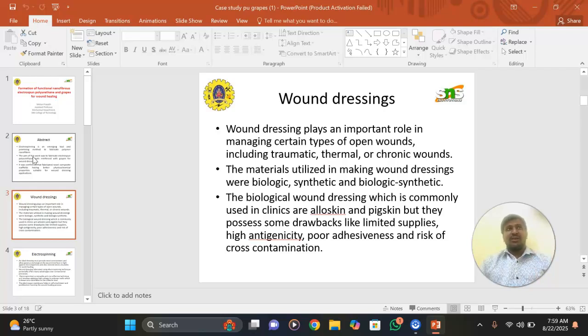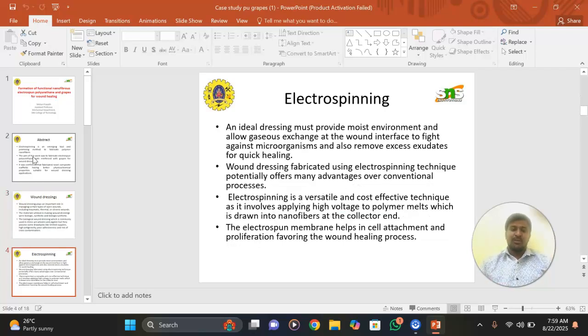In that, the elements used for making commercial wound dressings are allograft and autograft. However, they possess some disadvantages such as high antigenicity, poor adhesiveness, and risk of cross contamination, which limit them in clinical applications. Hence, there is a need for an alternative approach for remodeling the damaged tissue.